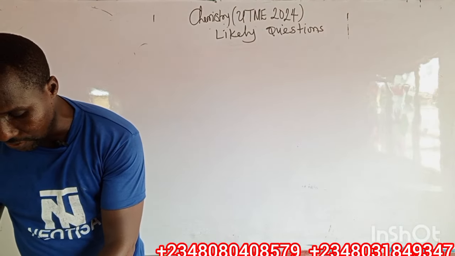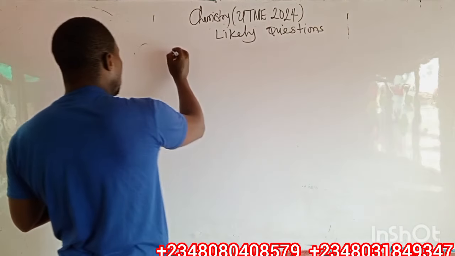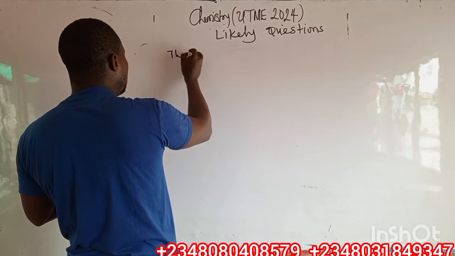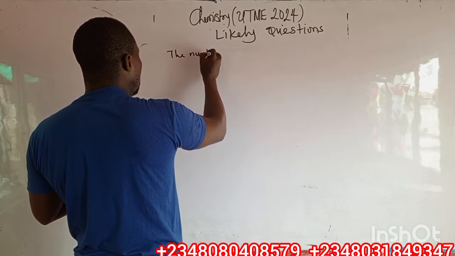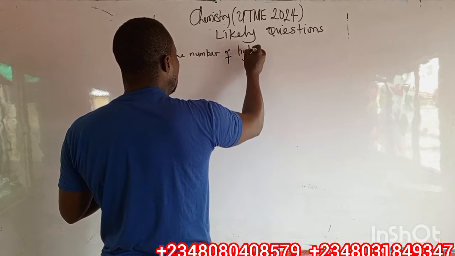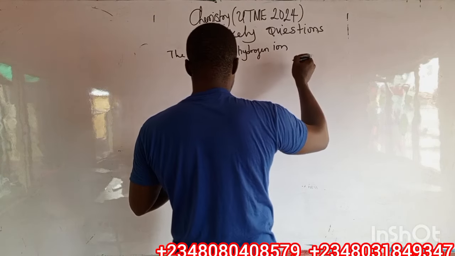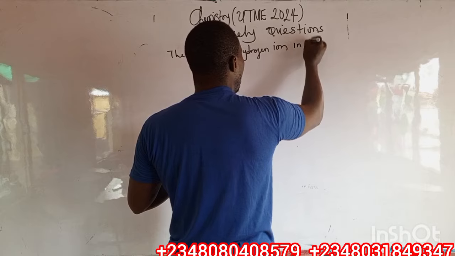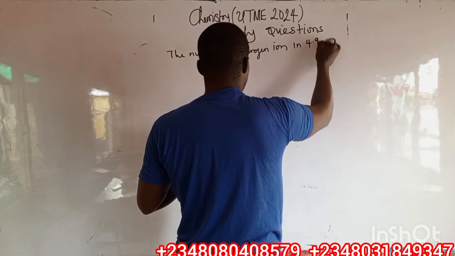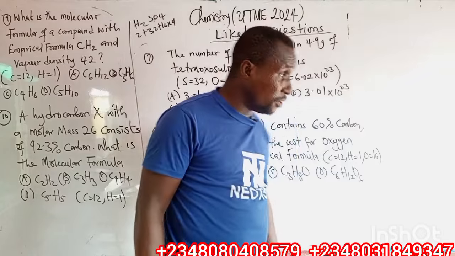Number seven. The question says: the number of hydrogen ion in 4.9 grams. Let us look at another question, number 7.